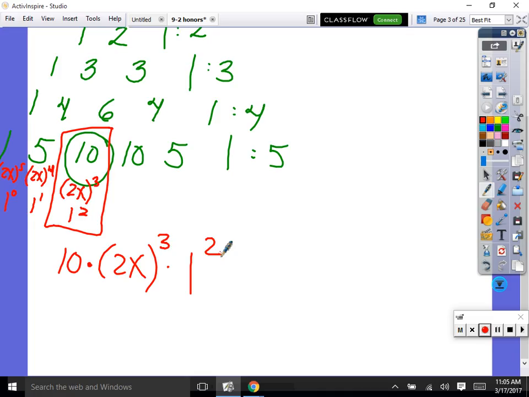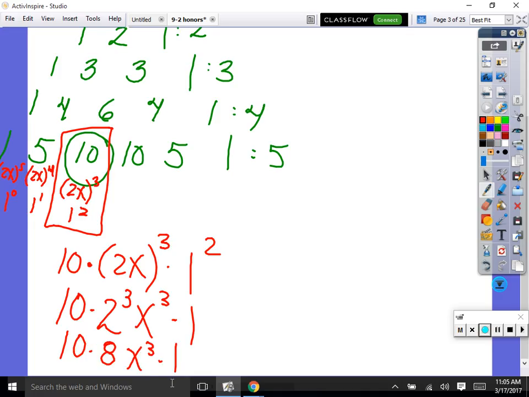So now simplify it. That's 10 times 2 to the third, x to the third, times 1. So that would be 10 times 8 times x cubed times 1. So your answer would be 80x cubed. A lot of you missed that on the test. That was forever ago. But hopefully, did that make sense? Was it a good reminder? Now will we be able to remember it in a month? You've got to.